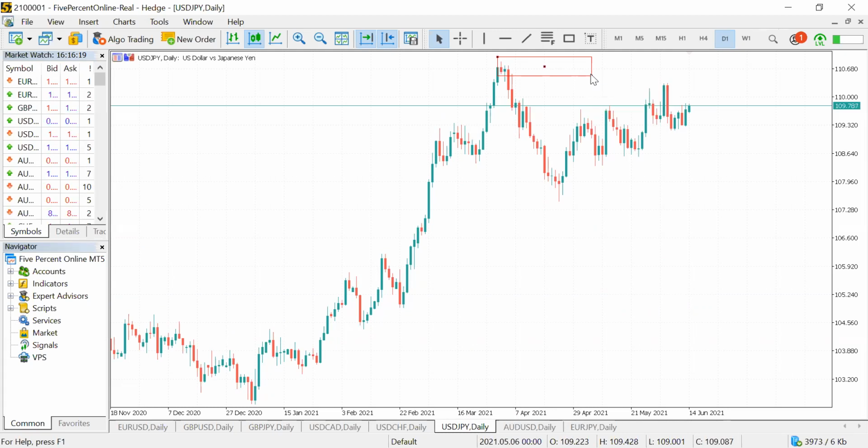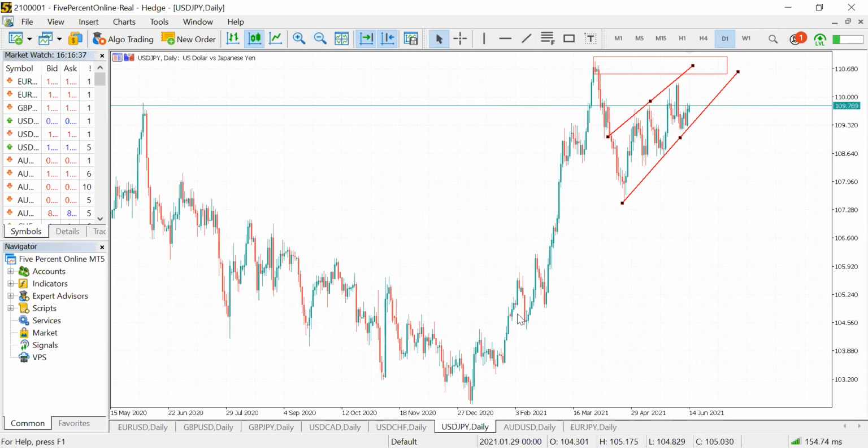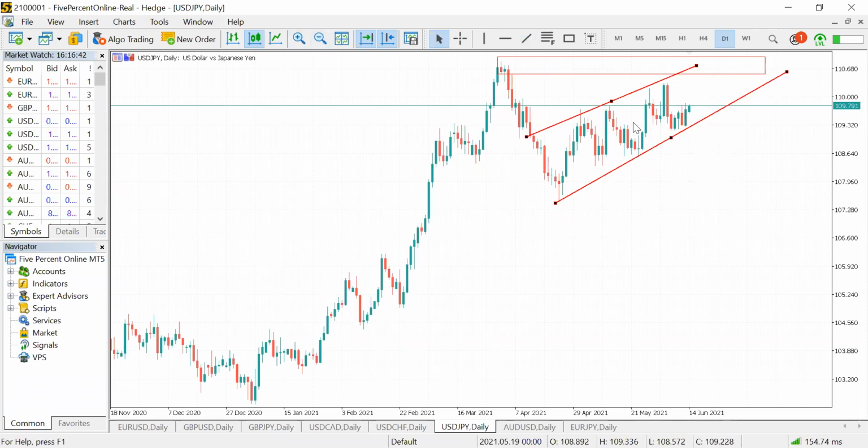Okay, dollar yen, our supply right there. We haven't tested that yet. We might be going in that direction. We're forming this nice channel. At least here we have an alignment on a large uptrend and an up channel.